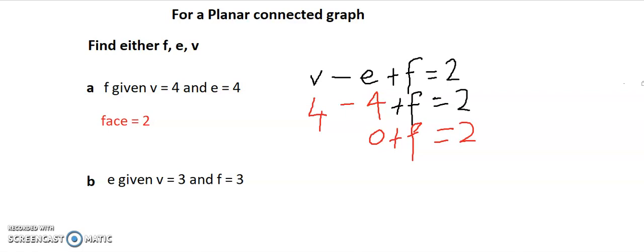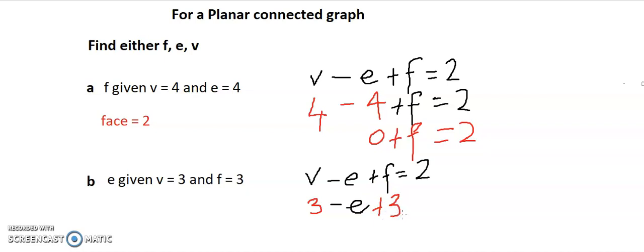Let's look at the next question. So I've got, again, I'll write down my equation. Vertices minus edges plus faces equals 2. Again, I'm putting my information into the equation. So my vertices is 3. Edges is unknown, so I'm taking away edges. And I know my faces. I've got 3, so I'm plussing 3.